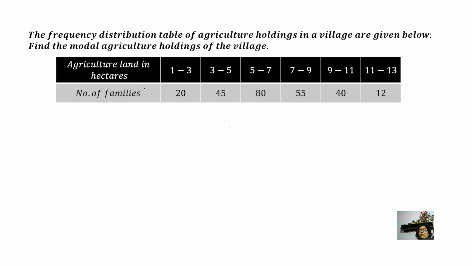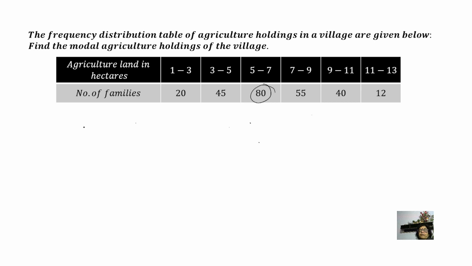Now let's take some group distribution questions. Here we find this is the frequency distribution of agriculture holdings in a village, which are given below. You have to find the modal agriculture holdings of the village. So here these are the land areas in hectares, and these are the families who own these areas over here. Notice that the maximum number of families are holding the land between 5 to 7 hectares. But 5 to 7, the total group cannot be taken as the modal value. We have to find out that particular modal value from this data.